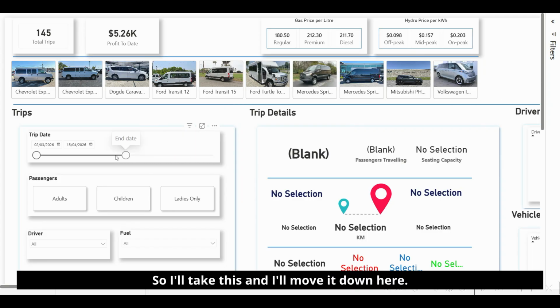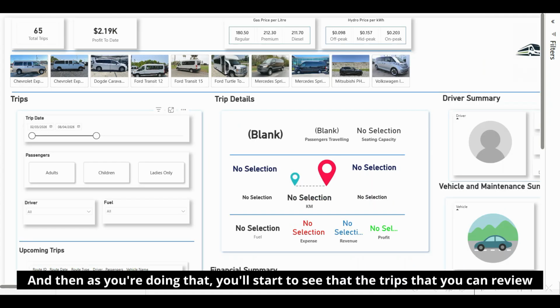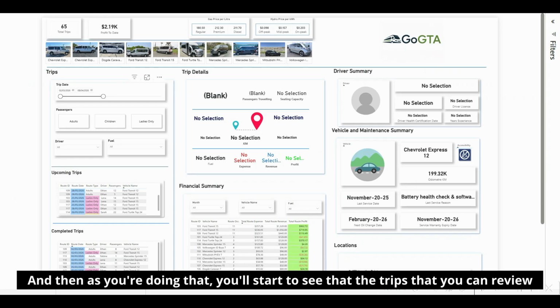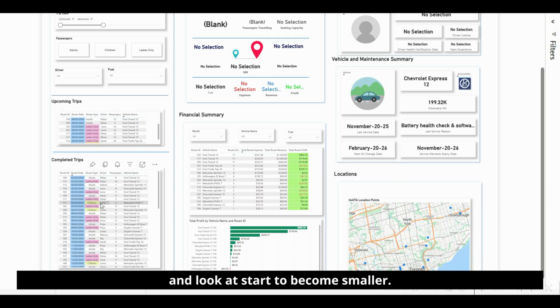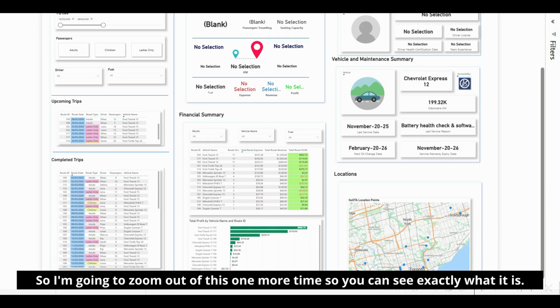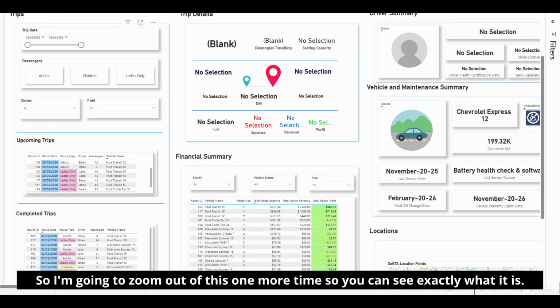So I'll take this and move it down here. So let's say April 9. And as you're doing that, you'll start to see that the trips you can review and look at start to become smaller. So here are the trips right here. I'm going to zoom out one more time so you can see exactly what it is.